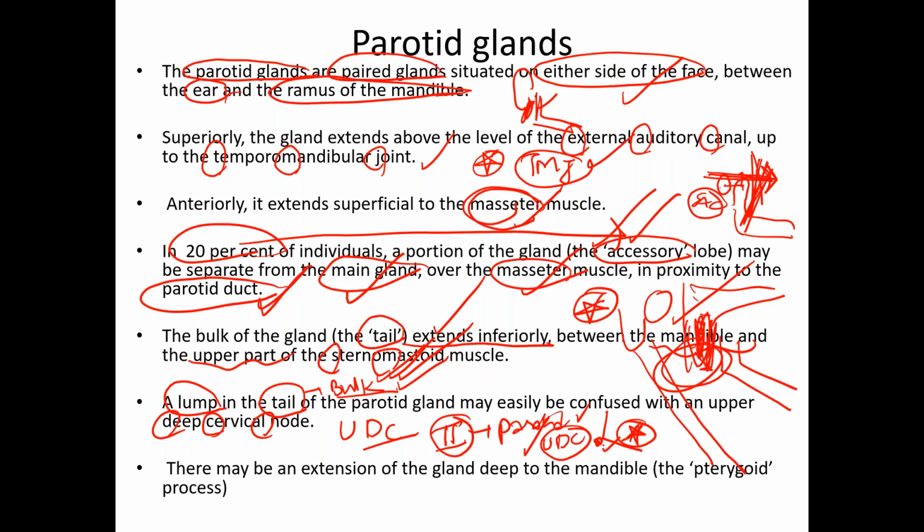Why? Because it lies between the sternocleidomastoid and the angle of the mandible. Almost, it looks like an upper deep cervical lymph node.